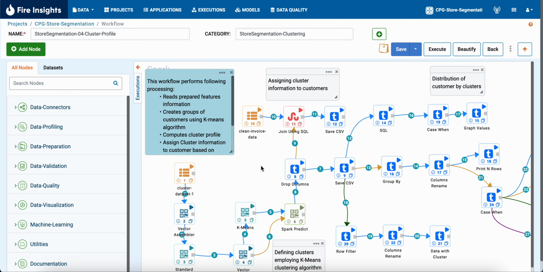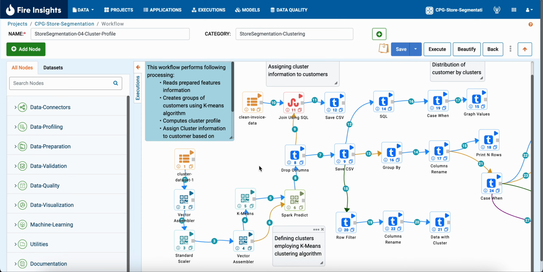In this video, we're going to cover our clustering modeling workflow. The goal of this workflow is to perform our clustering using k-means clustering. To do this, we'll first start with our vector assembler, and then we'll use a standard scaler. This is an easy way to boost model performance of different clustering algorithms. Next, we'll use our k-means node using Spark ML.